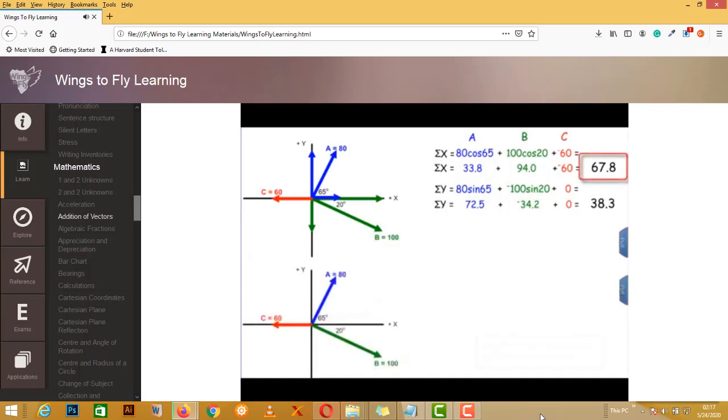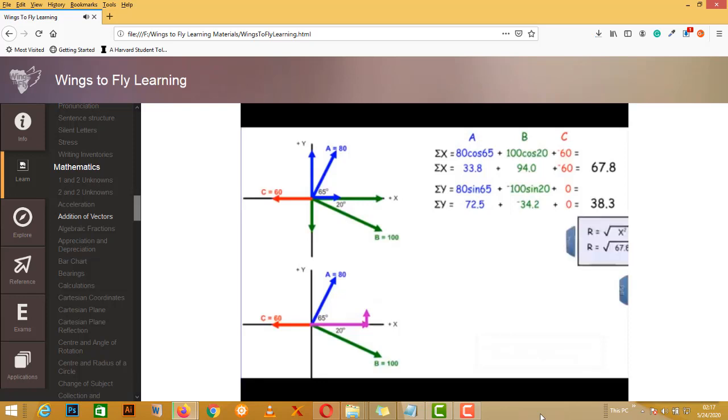So the sum of the x components, 67.8, can be represented by the vector here. And the value for the sum of the y components can be represented by this purple vector here. And these should look familiar, as we already had these drawn on the previous slide. Now I'm going to pick up the sum of the y's, and you can see our y component. That's our two legs of a right triangle.